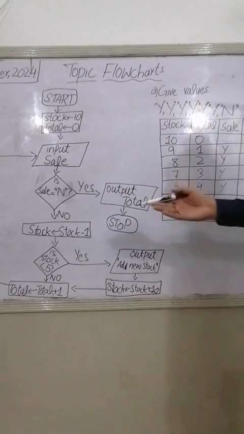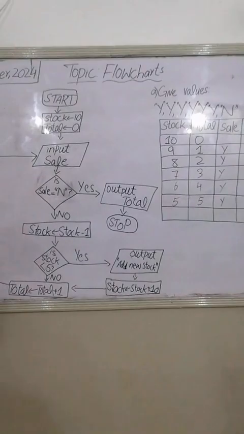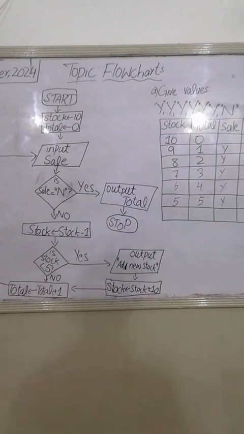And when we move forward, is stock lesser than 5? No, it's not lesser than 5. 5 is equal to 5 but not lesser. So we will move forward and we'll say total plus 1. So we have 4 here. So 4 plus 1 will become 5, right? So we will keep on checking the values like that. So let's check the last step.